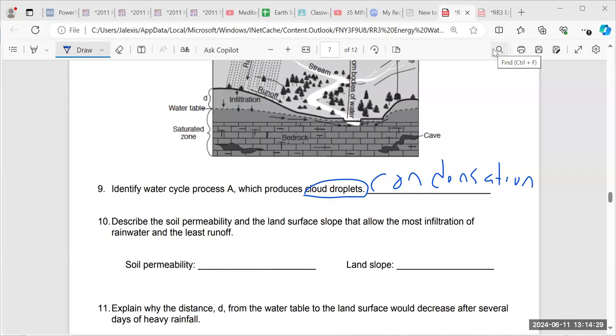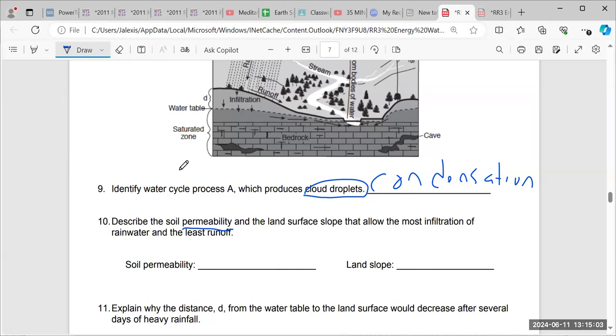Number 10 says, describe the soil permeability and the land surface slope that allow most infiltration of rainwater and the least runoff. So when we're describing the soil permeability, in order to get the most infiltration and the least runoff, what should the permeability be for number 10? The permeability should be high, right?